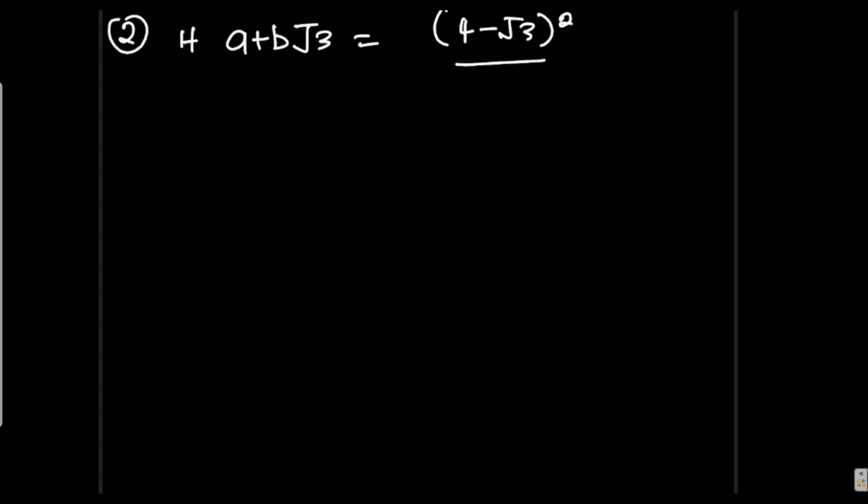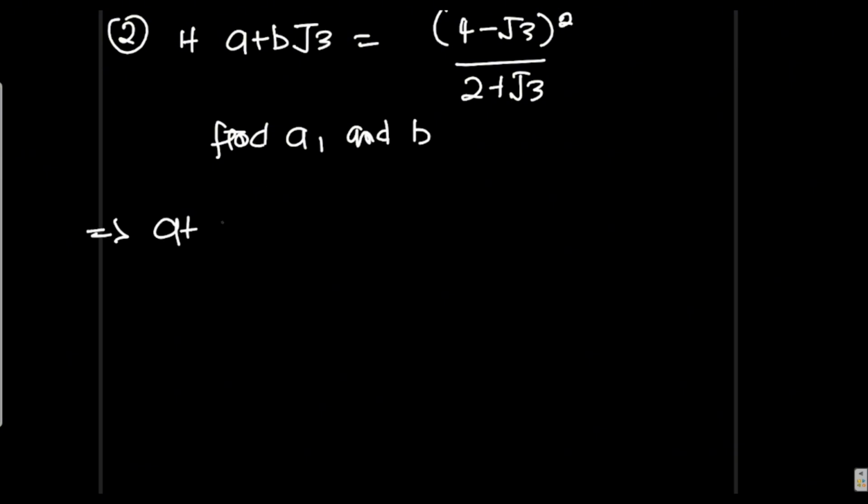Example 2. Let's take the last example, example 2. If a plus b root 3 equals 4 minus root 3 all squared, all over 2 plus root 3, find A and B. So let's try to simplify. So we write out the equation a plus b root 3 equals 4 minus square root of 3 squared all over 2 plus root 3.